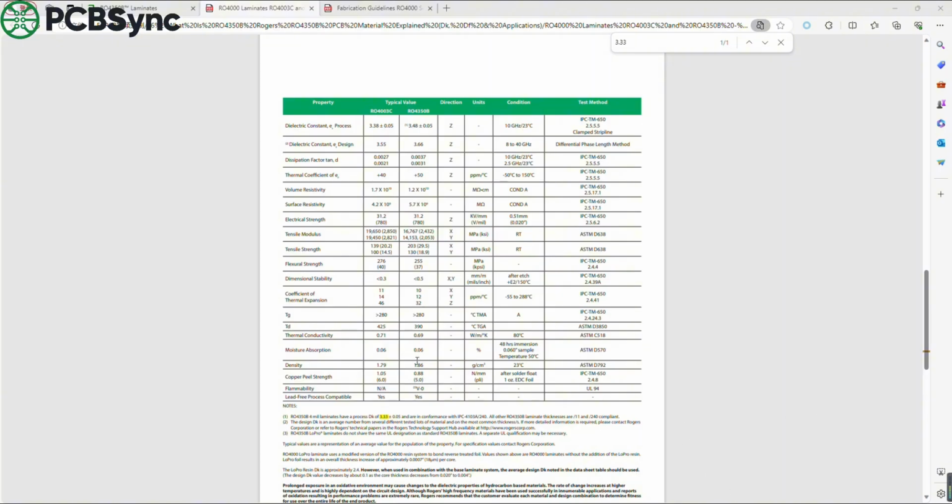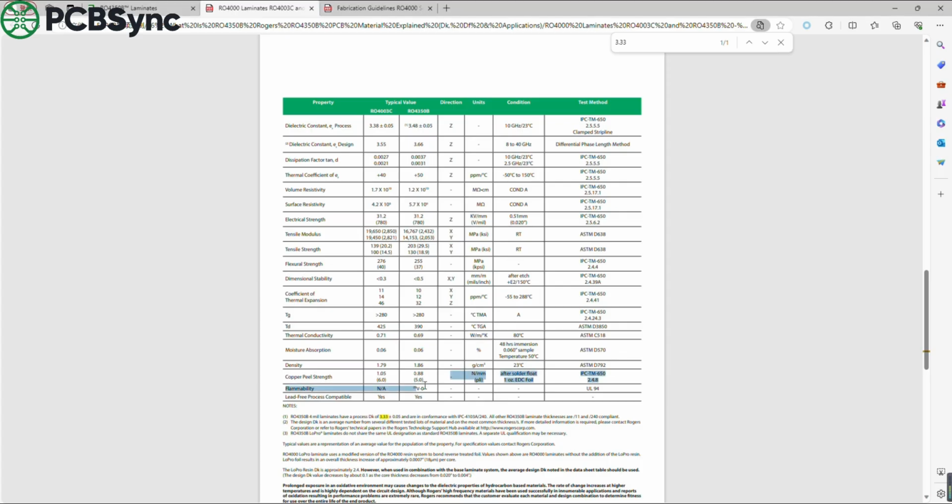The typical water absorption rate of RO4350B is 0.06%. The test conditions are water at 50 degrees Celsius, a soaking time of 48 hours, and a sample thickness of 0.06 inches. A lower water absorption rate helps reduce the impact of humid environments on the material's electrical properties and dimensional stability, but this doesn't mean that the dielectric constant, DK, remains completely unchanged under any humidity.